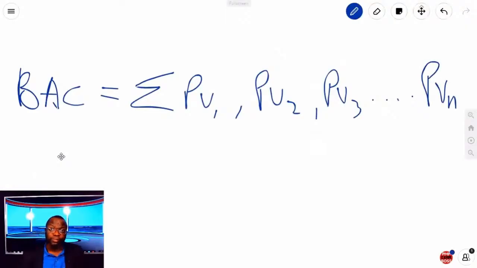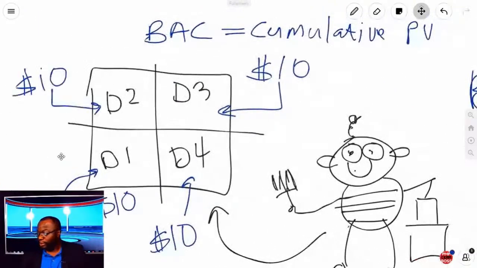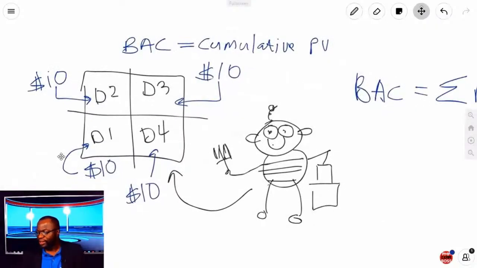So you're going to sum up all of your planned values, okay? Your BAC is your cumulative planned value: PV for day 1, 2, 3, all the way to whatever is the final. If you take a look at this picture, it becomes very evident what Herman is trying to accomplish. Herman is trying to accomplish $40 of work within 4 days, and at the end of each day, he should gain 25% of the overall picture of work to be done.